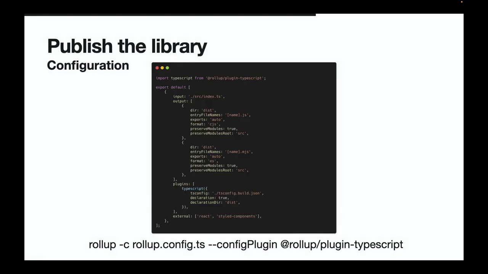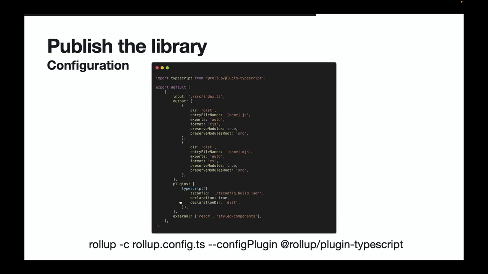And I'm saying that as output, I want to generate two formats, the CommonJS format and the ES format. We never want to publish as TypeScript, because many people are just using vanilla, and the browser understands vanilla JavaScript. So we need to transpile into JavaScript. And as plugins, because I'm using TypeScript, I'm using the TypeScript plugin, just using the build TS config. I'm saying that I want the types to also be carried.